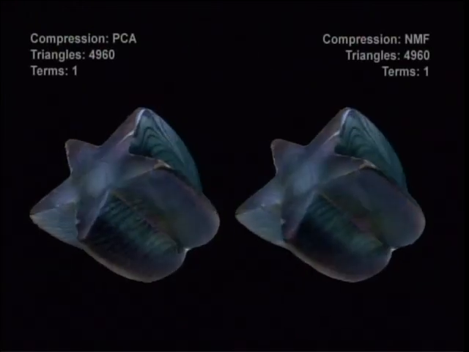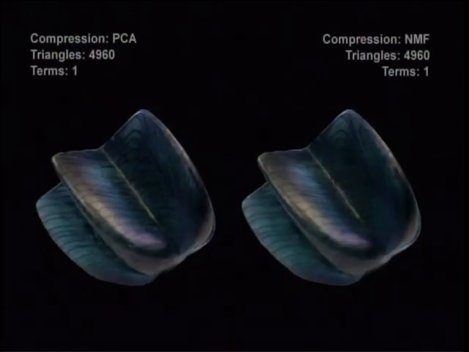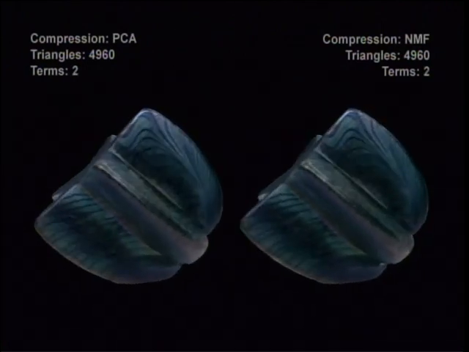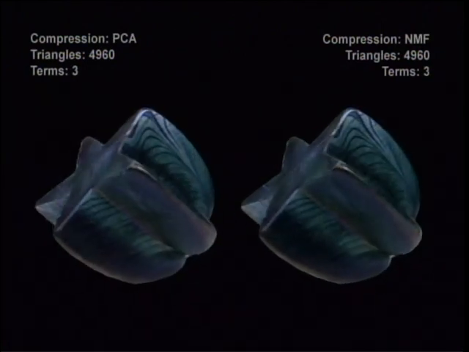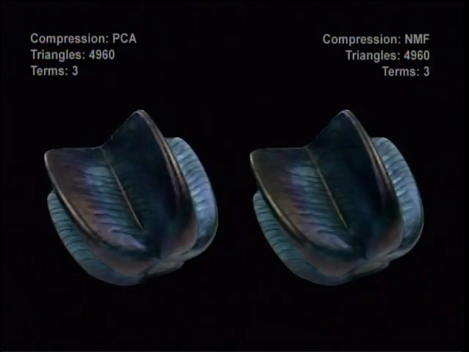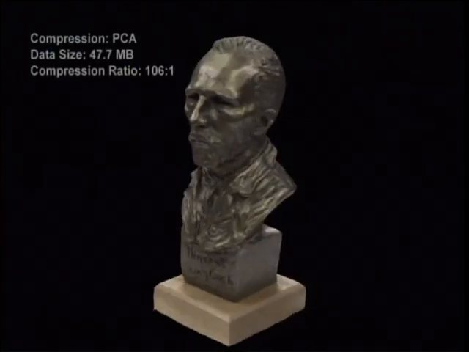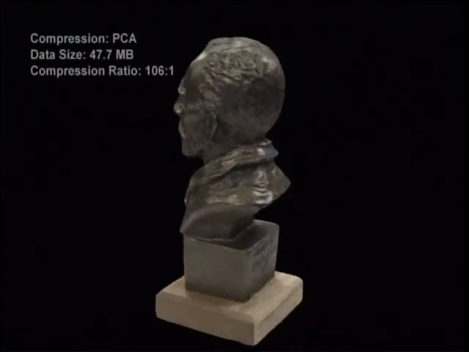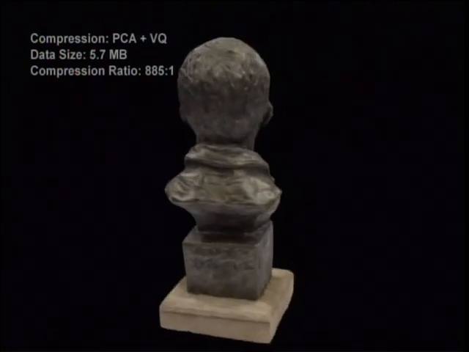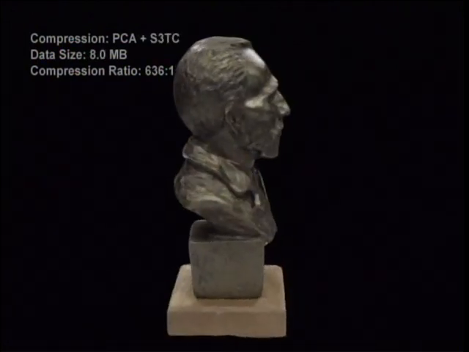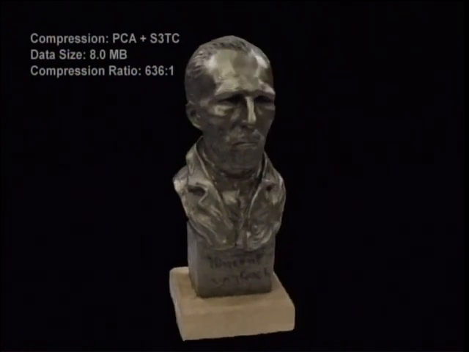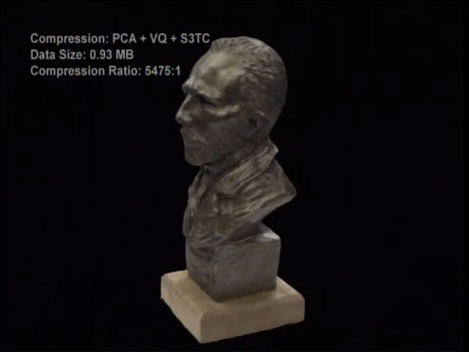This sequence compares the approximation quality of the two types of matrix factorizations described in the paper. Both produce similar visual quality, but NMF approximation is easier and faster to render. This sequence shows the effects of applying different compression techniques to light field maps. The examples include vector quantization, OpenGL hardware texture compression called S3TC, and the combination of these two.